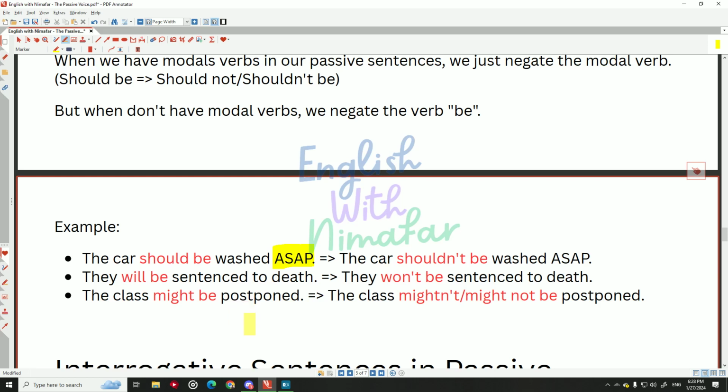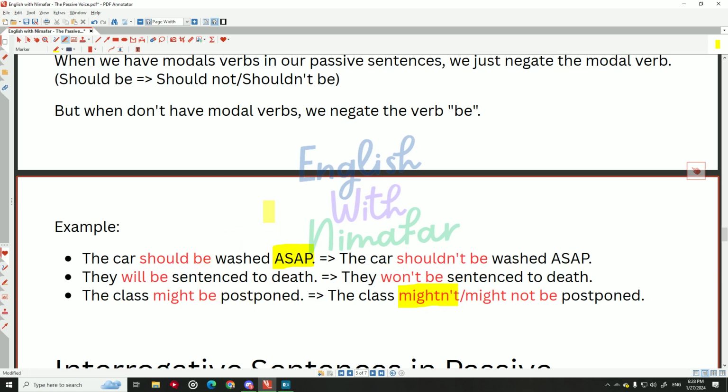Yeah, the car shouldn't be washed ASAP. They won't be sentenced to death. The class might be postponed. The class mightn't or might not be postponed. Actually, mightn't is no longer common in English.